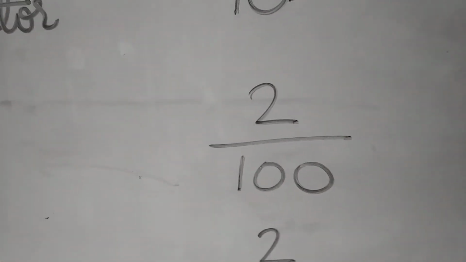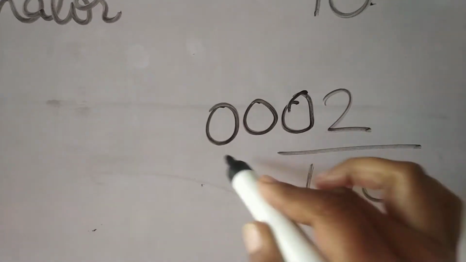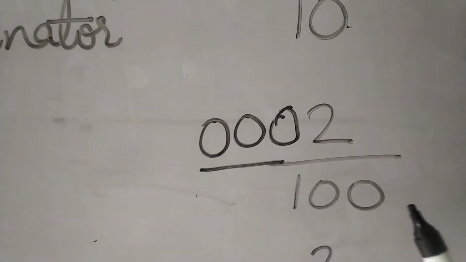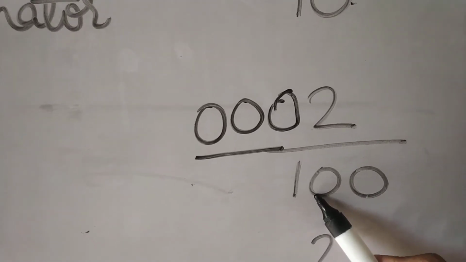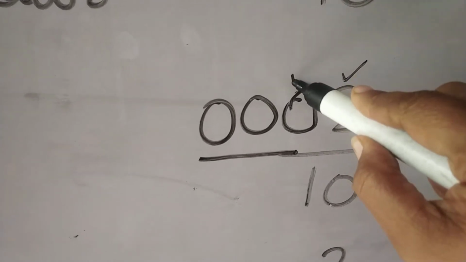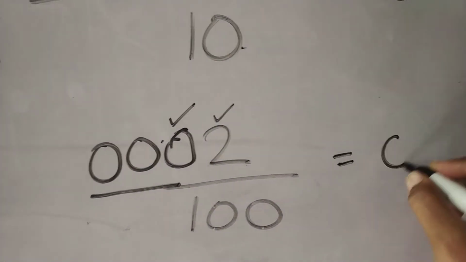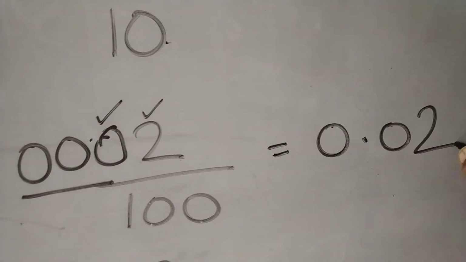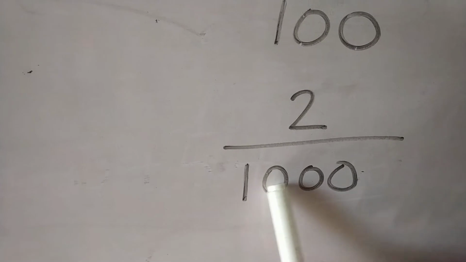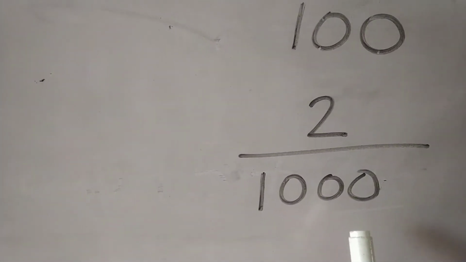In the next situation, again I will put zeros here, which will also not change the value of 2. Because it is 2 upon 100, before 2 numbers I have to put a decimal. So the answer is 0.02.